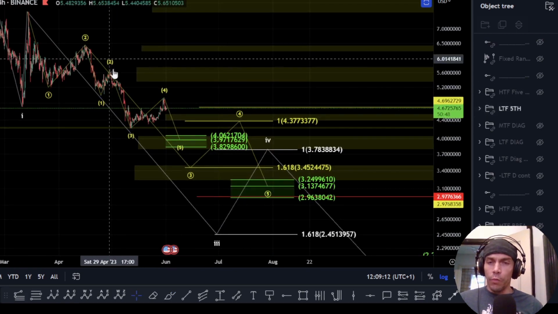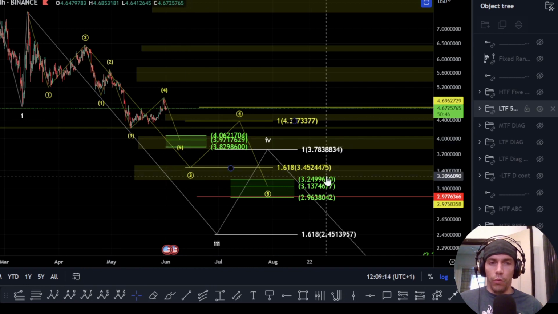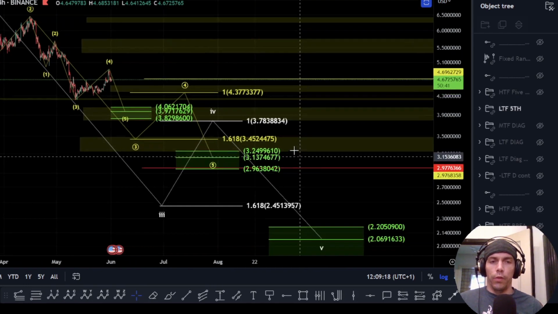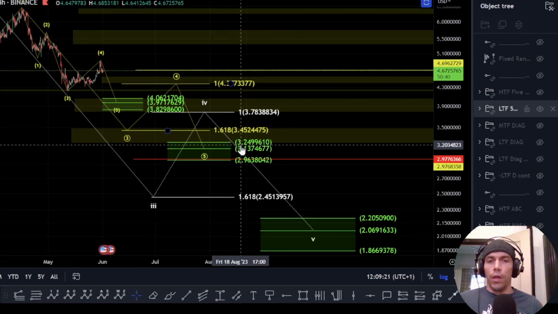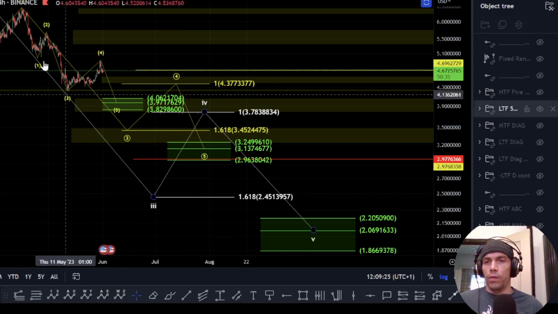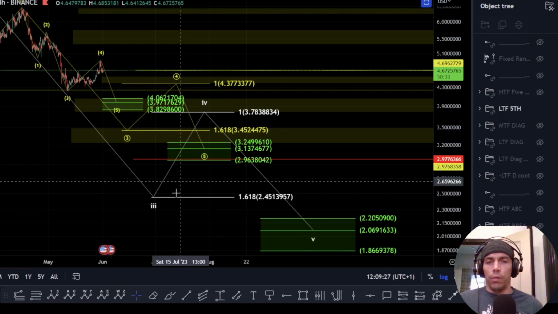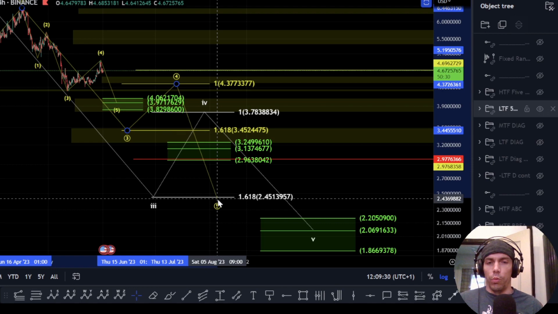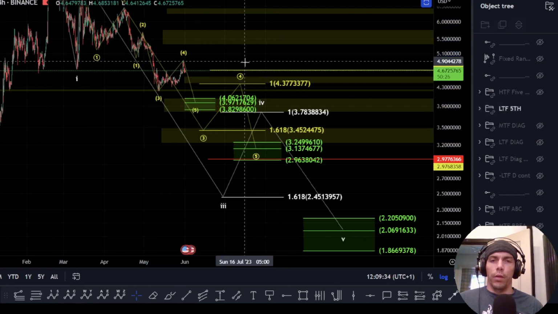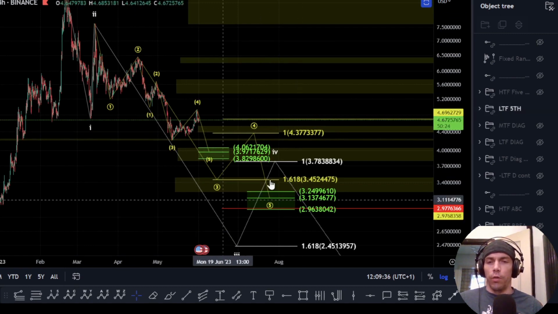Now, if we do get some extension here and this move pushes down towards this 345, what we'd then be looking for is an additional fourth and a fifth, which could look to push us down towards this $3.24 to this $2.96. Now, what I would want to see here is actually to see whether we push down deeper towards this $2.45 within this. Failing to do so, we'd have to just be a little bit cautious because it could still be a corrective structure.